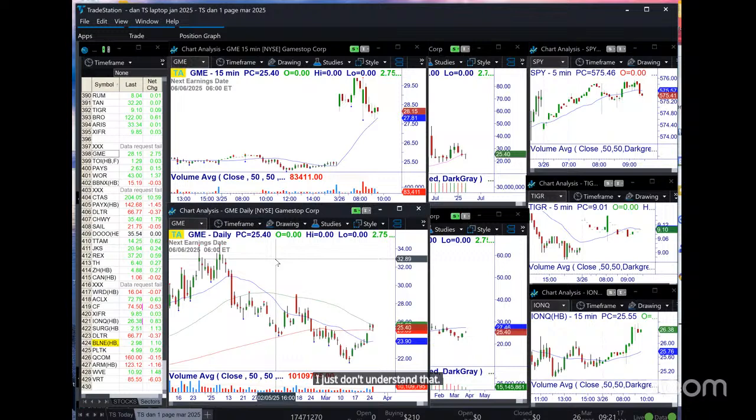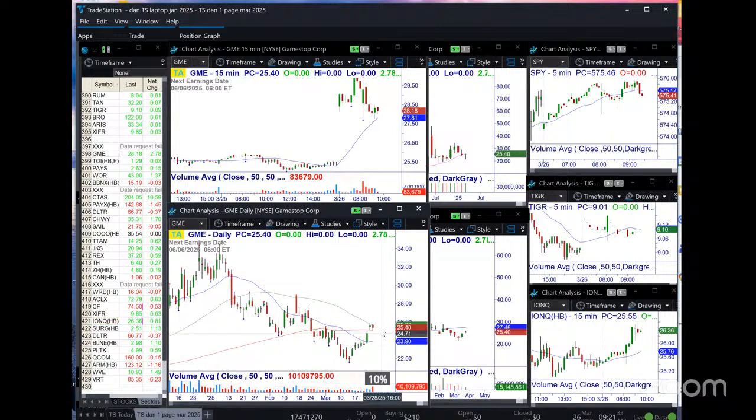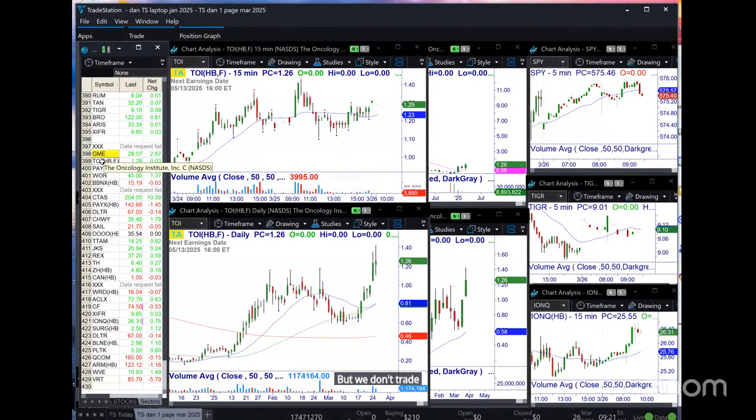I just don't know. I told you, I think crowd psychology is so amazing. These Buffetts and hedge funds say, "Oh, I've been accumulating a stock." Oh, okay, so now let's cap it up 10% today. So why is this capping up so much? Just because they can now go buy Bitcoin at market price. It just makes no sense to me. But we don't trade sense, we trade charts, right?